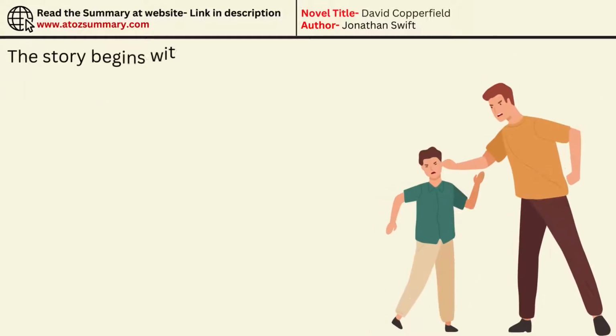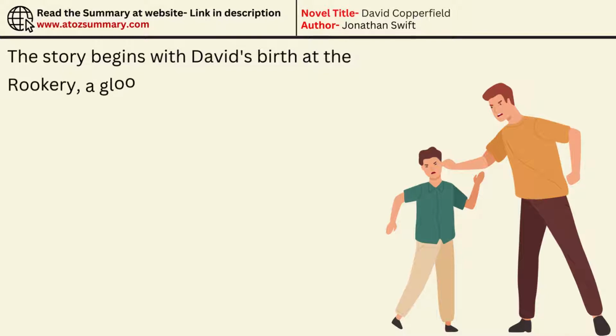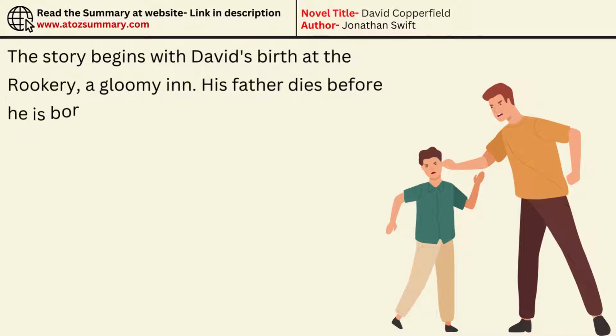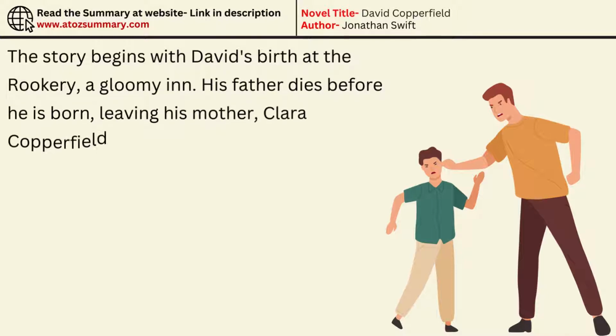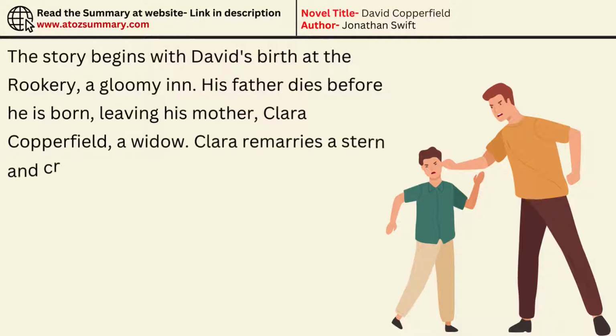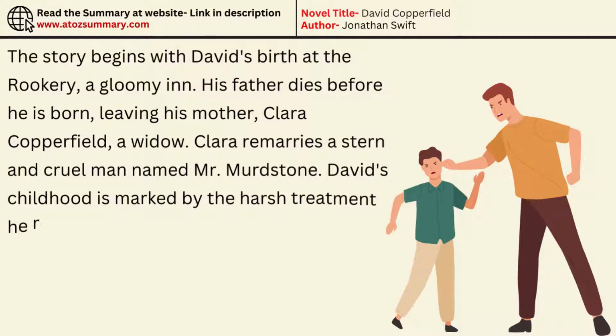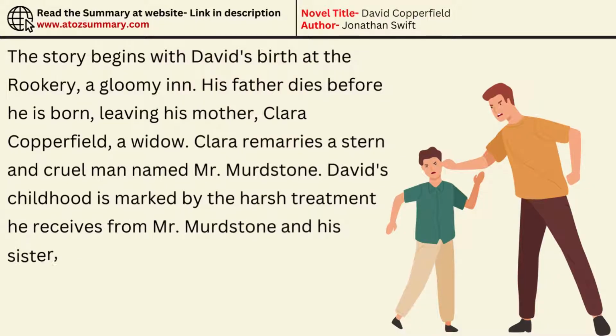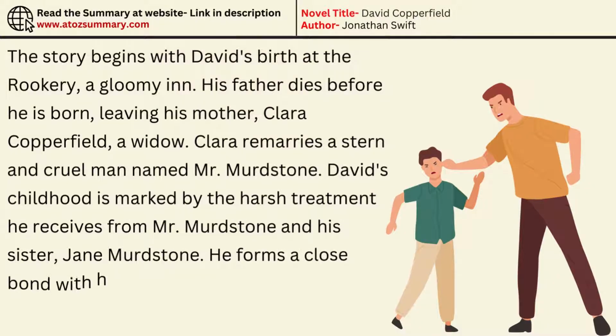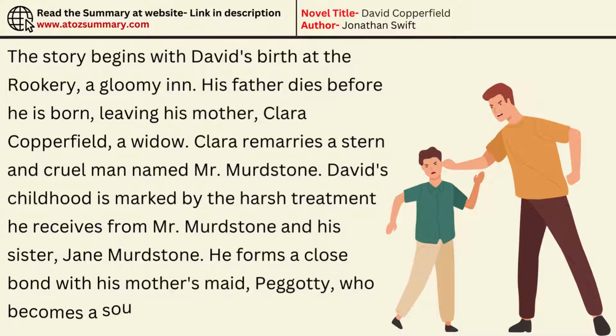The story begins with David's birth at the Rookery, a gloomy inn. His father dies before he is born, leaving his mother, Clara Copperfield, a widow. Clara remarries a stern and cruel man named Mr. Murdstone. David's childhood is marked by the harsh treatment he receives from Mr. Murdstone and his sister, Jane Murdstone. He forms a close bond with his mother's maid, Peggotty, who becomes a source of comfort and care.